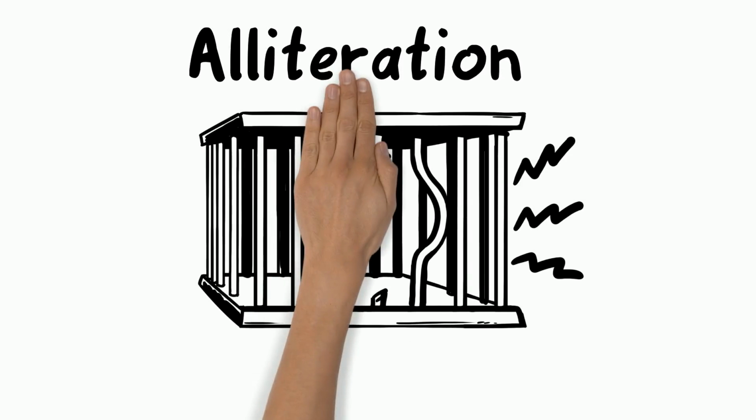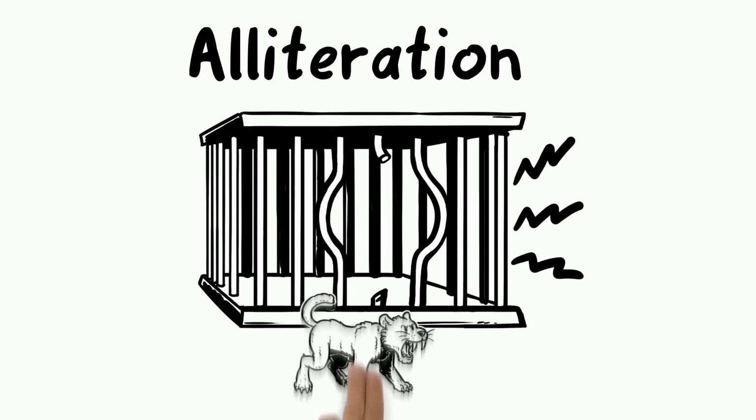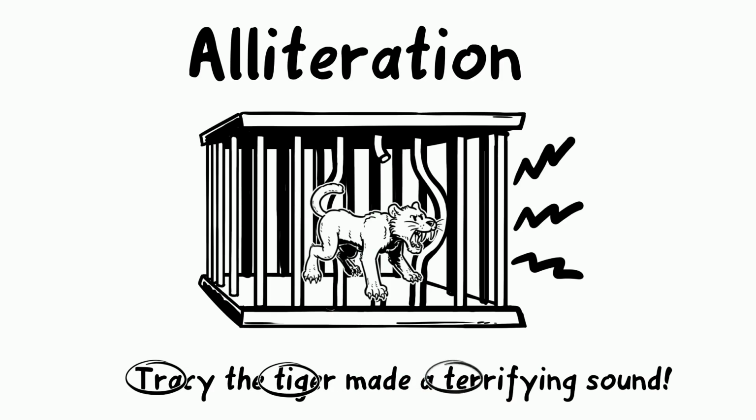Another common element of poetry is alliteration. Alliteration is when the consonant sound is repeated at the beginning of words. Like Tracy the tiger made a terrifying sound.